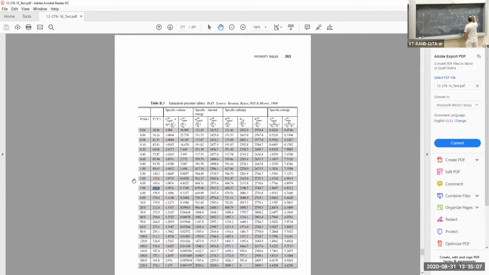Saturated mix. We are somewhere along this isotherm within the dome. Okay? Saturated mix. That's the first example, saturated mixture. Let's do the second example.